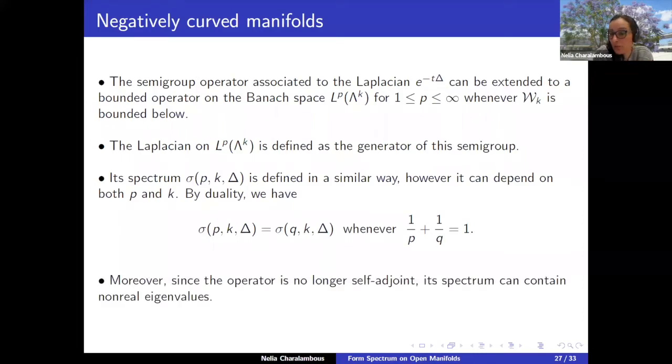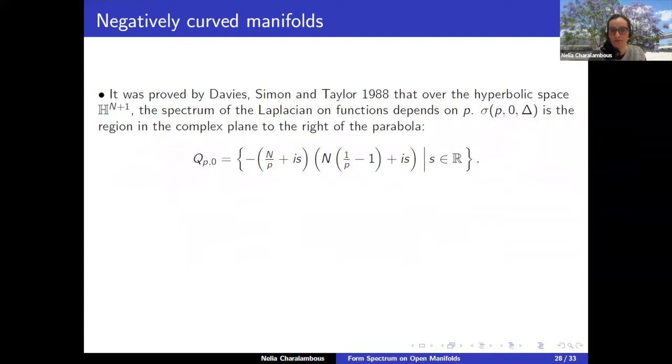Moreover, since our operator is no longer self-adjoint, its spectrum can in general contain non-real eigenvalues. In fact, it was proved in the classical example of hyperbolic space of dimension n+1, just to be consistent with everybody's notation, that the L^p spectrum of the Laplacian on functions (the 0 there is for functions) lies to the right of this parabola that I wrote there in the complex plane.